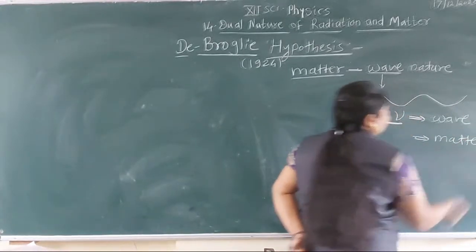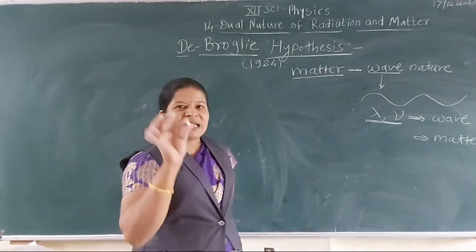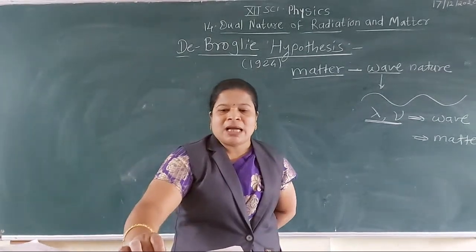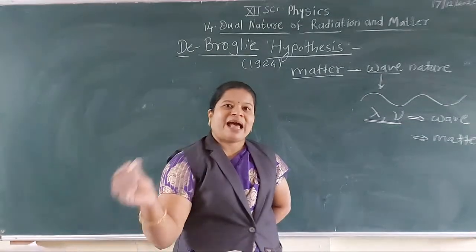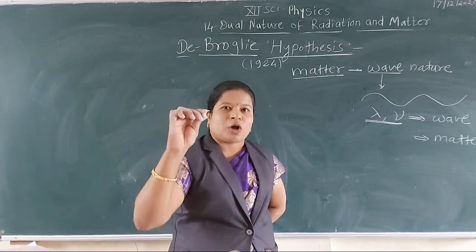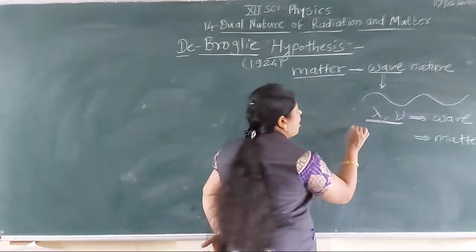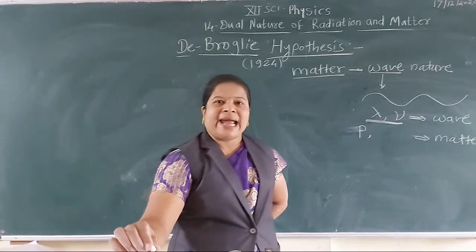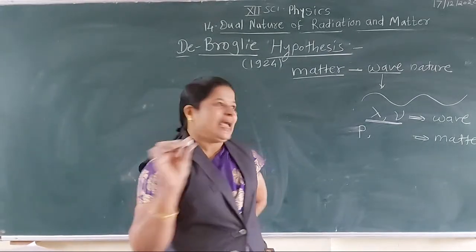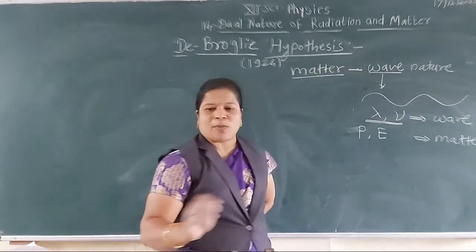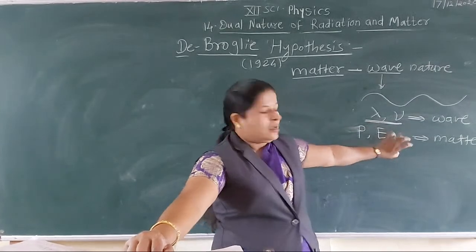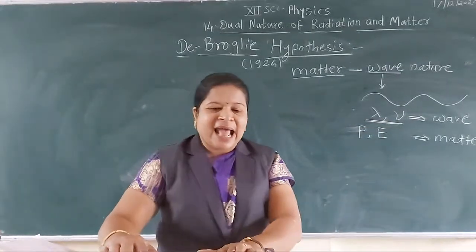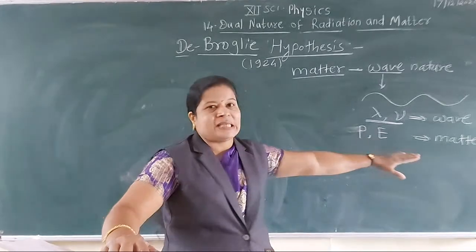Properties of matter. If we consider the chalk, the chalk has mass, and when I throw this chalk in air, the chalk has momentum. So properties of matter include momentum, P, and the chalk or matter has energy, E. Energy and momentum are the two properties of matter.